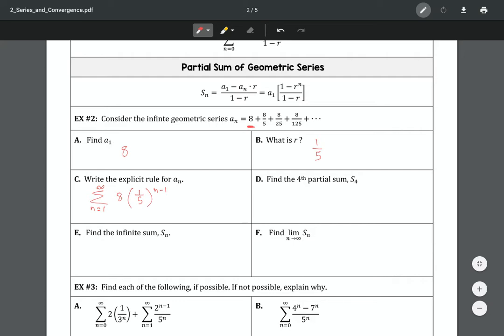Notice again that if I plug in a 2, for example, I'm supposed to get an 8 over 5. And you can see that I do. If I plug in a 3, that would give me 1/5 squared, which will give me 1 over 25 times 8. That gives me the third term, and so on and so on.